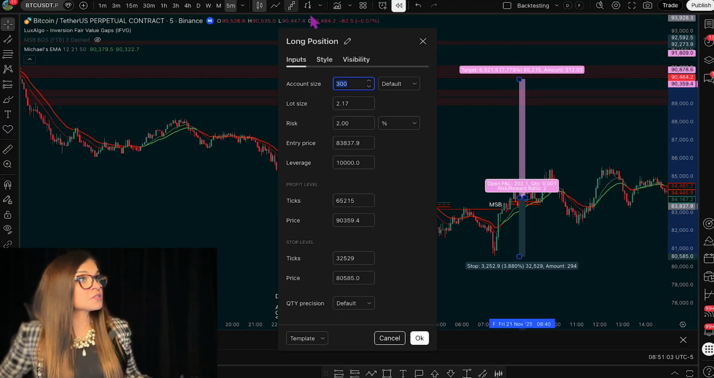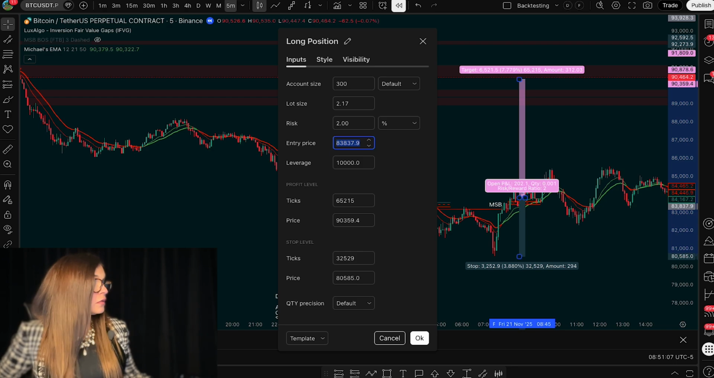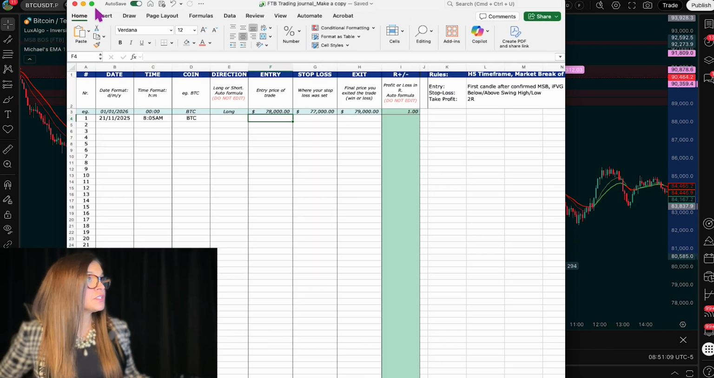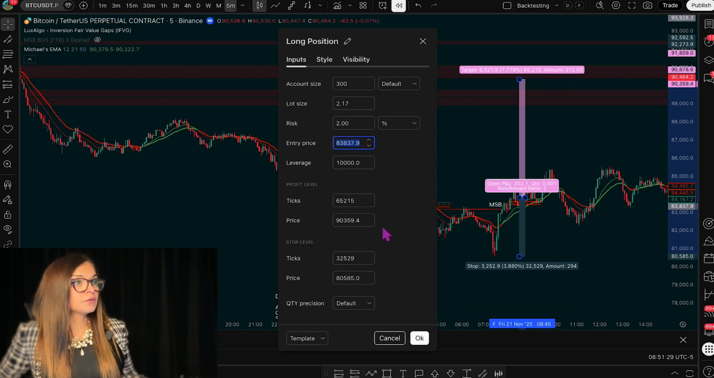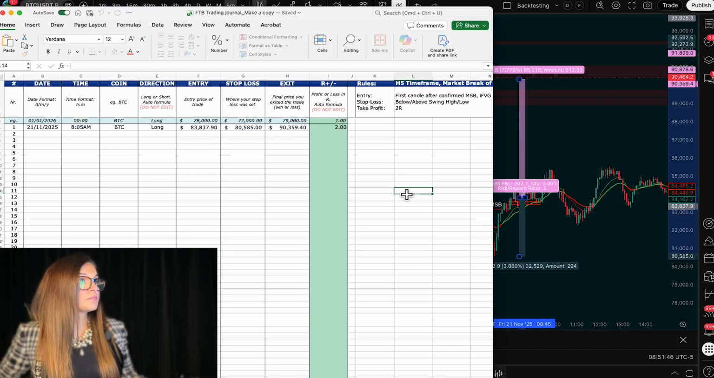Double click on the position sizing tool. Okay, entry price. Double click on that. Copy. Go onto my spreadsheet and enter the price. I'm also going to enter the stop loss, and I'm going to enter the exit price. And there we go. Okay, we got a nice 2R.